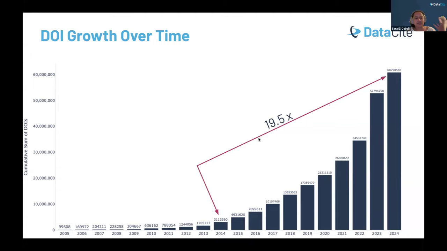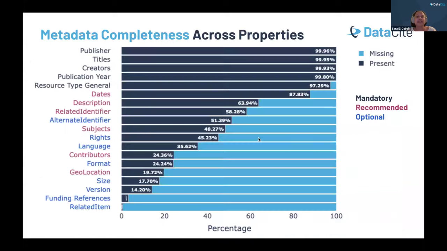So as I mentioned, the DOIs that are registered come with a wealth of metadata. And one of the key metrics that we look at is metadata completeness. So this is the degree to which each property in the schema is filled out for every DOI. And complete metadata is really important for making research outputs truly FAIR. And again, I'm going to plug Ted's talk for later on, so keep your eyes out for that.